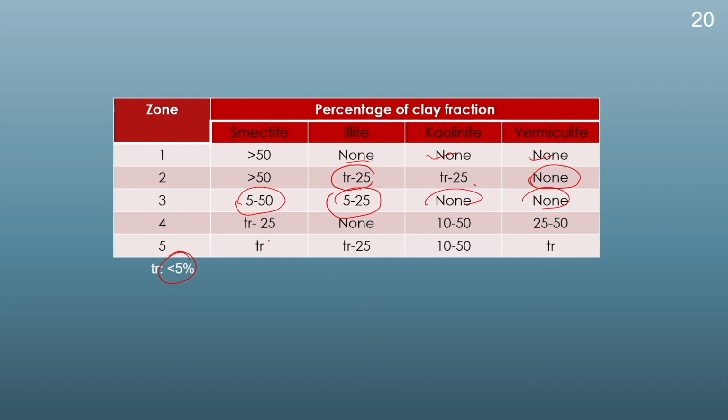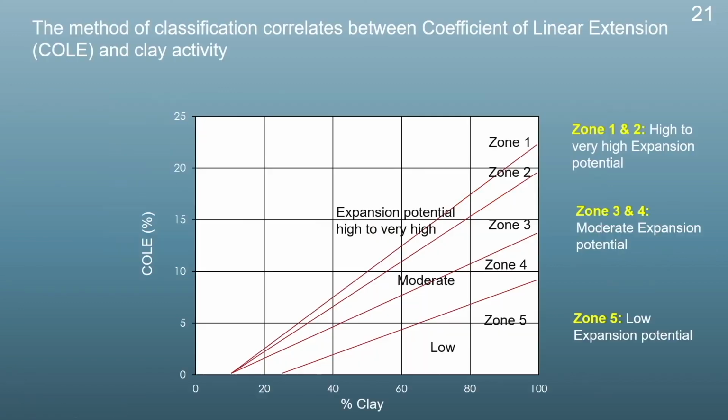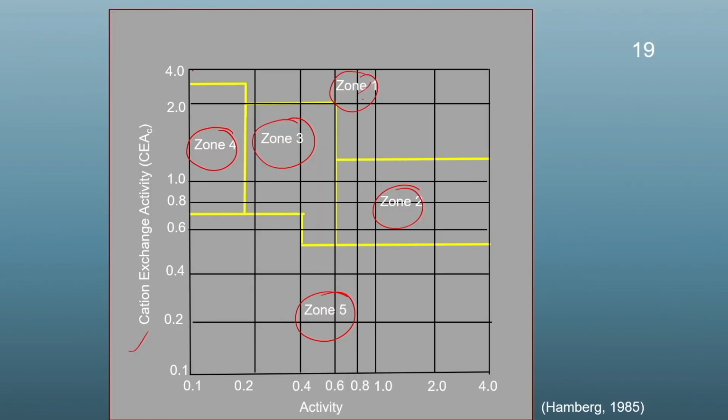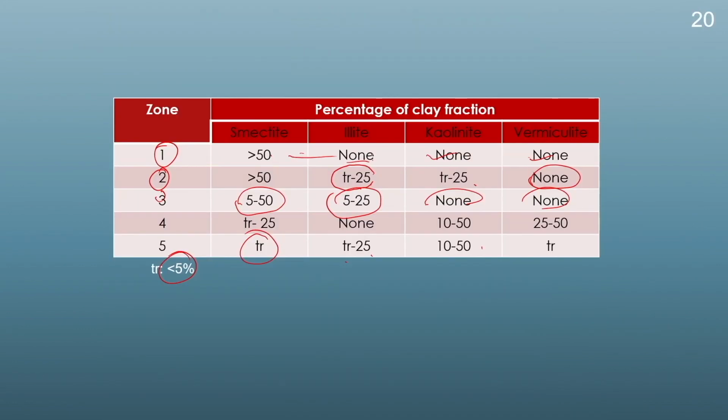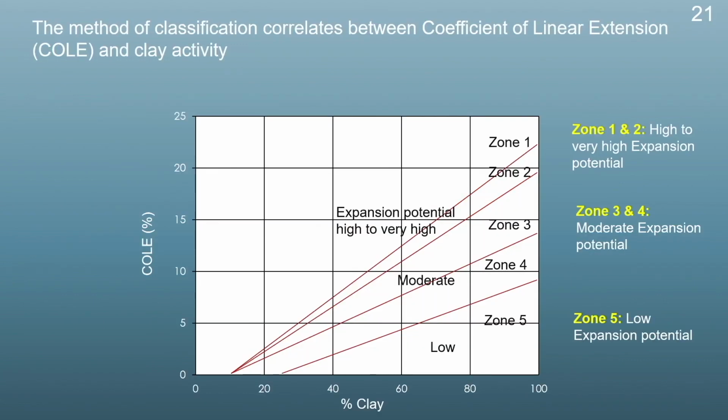If the soil falls in zone 5, there will be traces of smectite, illite content will be from trace to 25%, kaolinite will be 10 to 50% and some trace amount of vermiculite will be there. Based on this classification, mineralogical content was determined like this. Once the mineralogical content was determined, then the COLE values were determined, and then the COLE and the percentage of clay were plotted, and then this line was drawn.